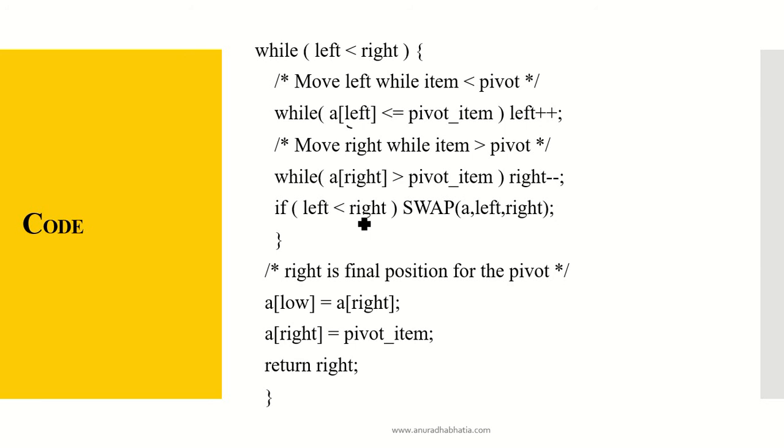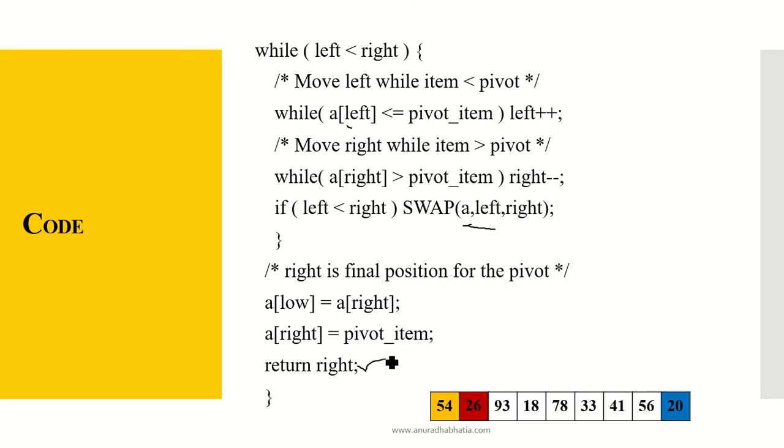If left is less than right, then we swap. So, right is the final position for the pivot. Then if it is less, we pass it on to the swap function, and A of low is equal to A of right, and A of right is equal to pivot element, and then finally we return right. This is how this code actually works.